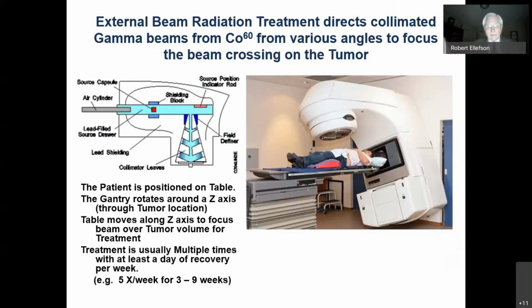So normally the treatment for this is multiple times per week, with multiple sessions every day, and with at least a day of recovery per week in them. So a very common protocol would be 5 gamma treatments per week for 3 to 5 weeks, and that would give you the weekend to recover from it.